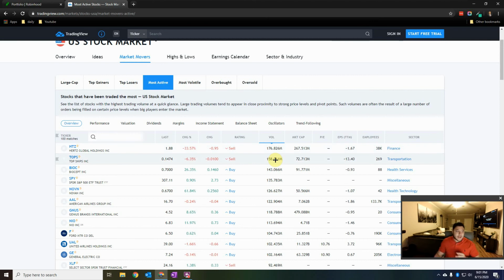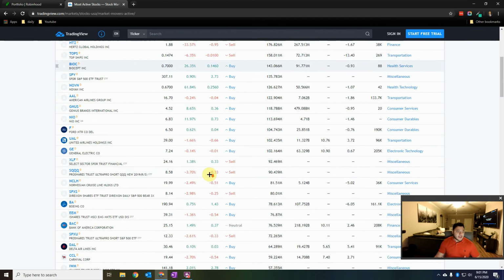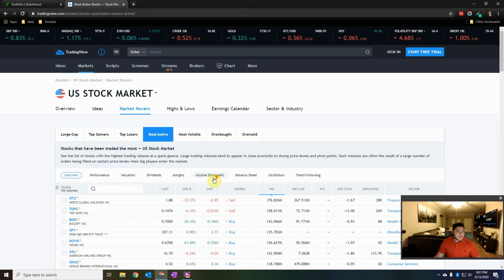One of the things that you can see here is with Hertz. Hertz had a 33% loss today in its stock share price. And that's something where, man, you hate to see that happen, but it happens. But there's a lot of people trading that stock today. And like I said, it gives you a lot of these stocks that you can look at at your own discretion. You choose whatever stock you feel is going to be best for your portfolio.